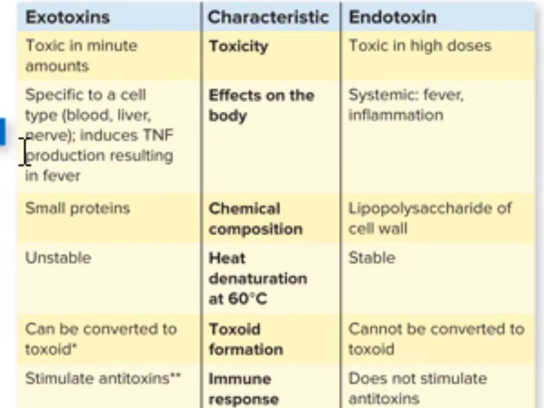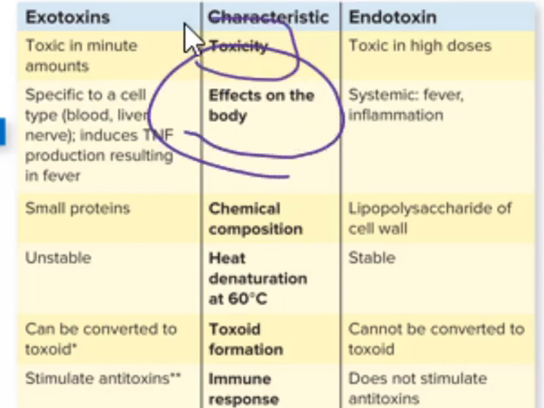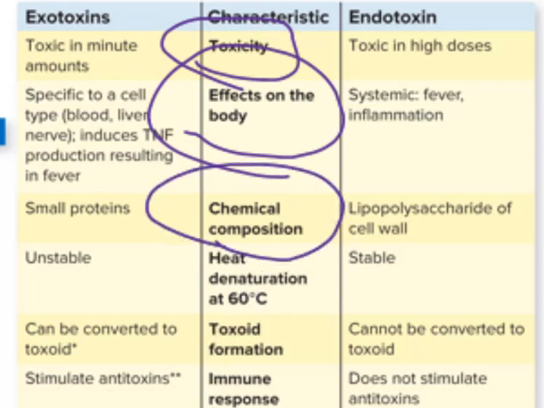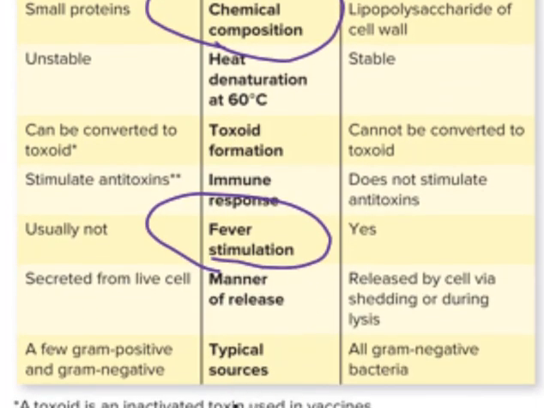Here's a table that I do want you to pay attention to. It is something you'll want to know, to be able to compare and contrast exotoxins to endotoxins. I'm going to highlight some of the things that are probably important, like effects on the body, toxicity, the chemical composition, fever, and typical sources. Those are probably the main ones that I'm going to ask about.